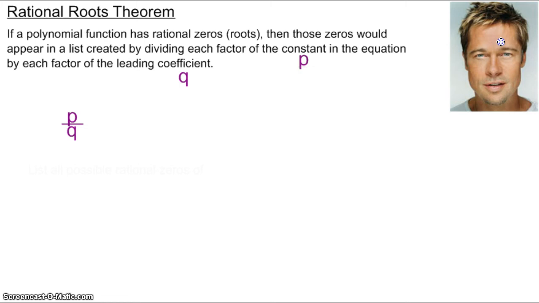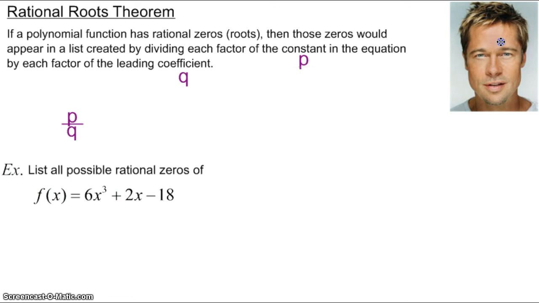Let's take a look at what I'm talking about. In this example, I'm going to list all the possible rational zeros of the function 6x cubed plus 2x minus 18. All right, what is the constant in this problem? It's negative 18. What is the leading coefficient? It's 6.